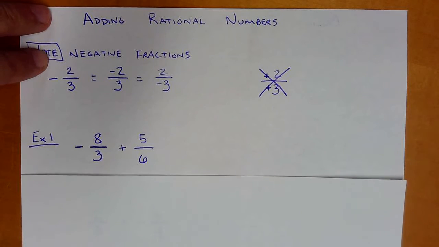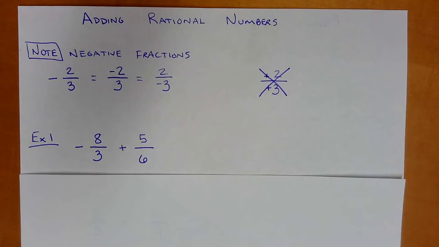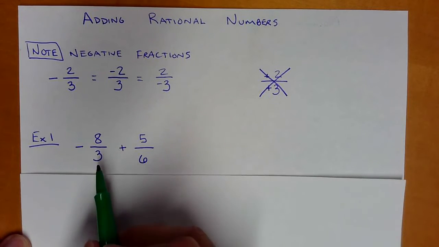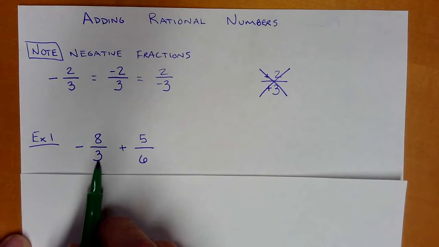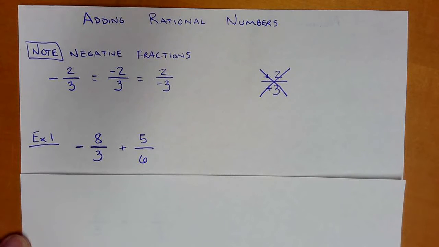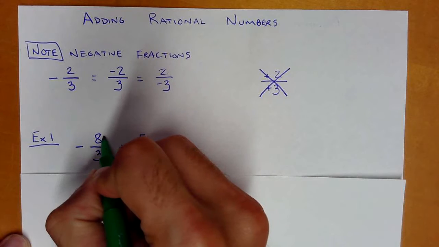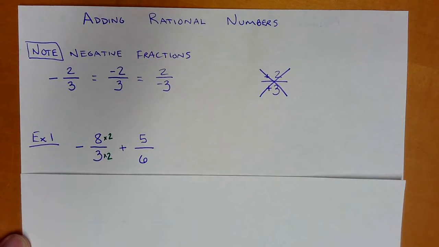So let's go ahead and add two rational numbers. So we have negative 8/3 plus 5/6. Remember that when we add fractions, we need a common denominator. In this case, we do not have a common denominator, but the lowest common denominator is 6, because 3 and 6 both go into it. So what we have to do first is change this denominator to a 6 while keeping an equivalent fraction. To do so, we would multiply the denominator by 2 as well as the numerator by 2.